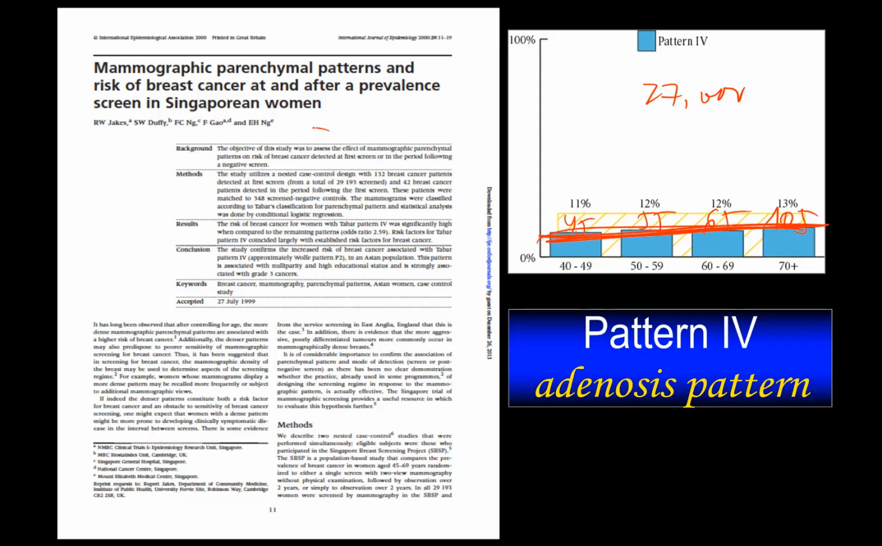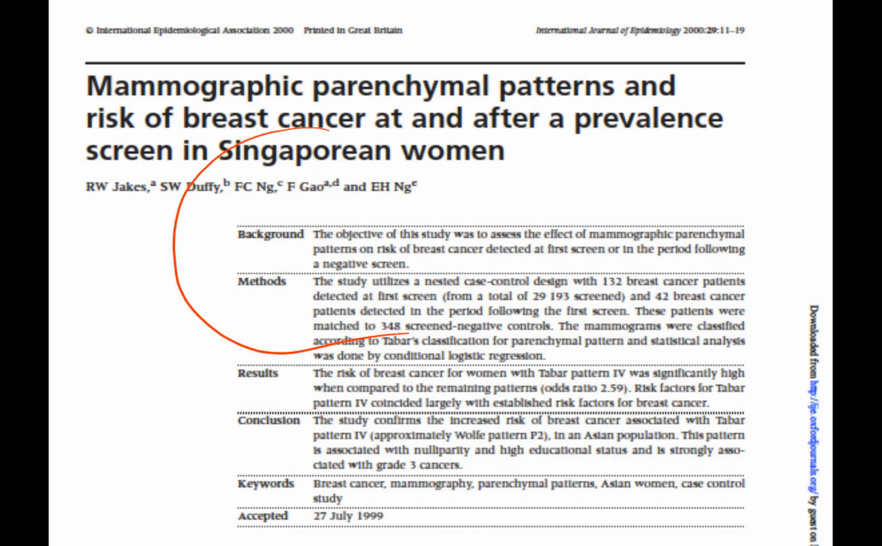And so my friends, the statisticians, went to Singapore and tested this idea that this is a high-risk patient. And they wrote this: the study confirms the increased risk of breast cancer associated with pattern 4. This pattern is associated with nulliparity, high educational status, strongly associated with grade 3 carcinoma, also in Chinese women.